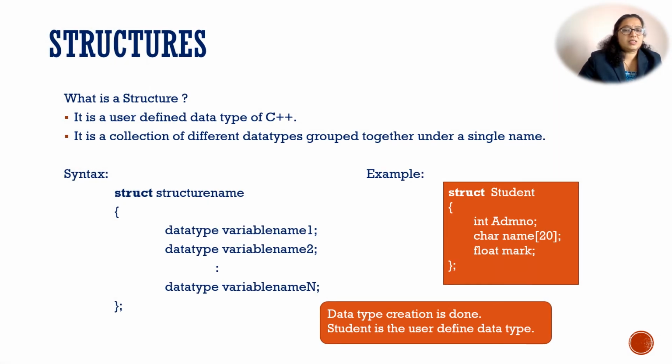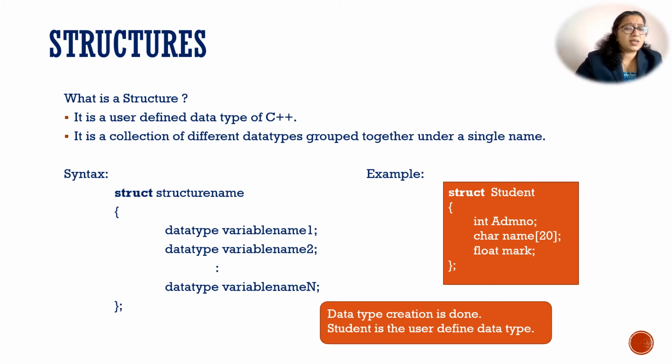The structures. What is structure? It is a user-defined data type of C++. Here we already studied fundamental data types, derived data types, then the new one, that is user-defined data types. Means what? The user can define any name for the data type. That is user-defined data types.